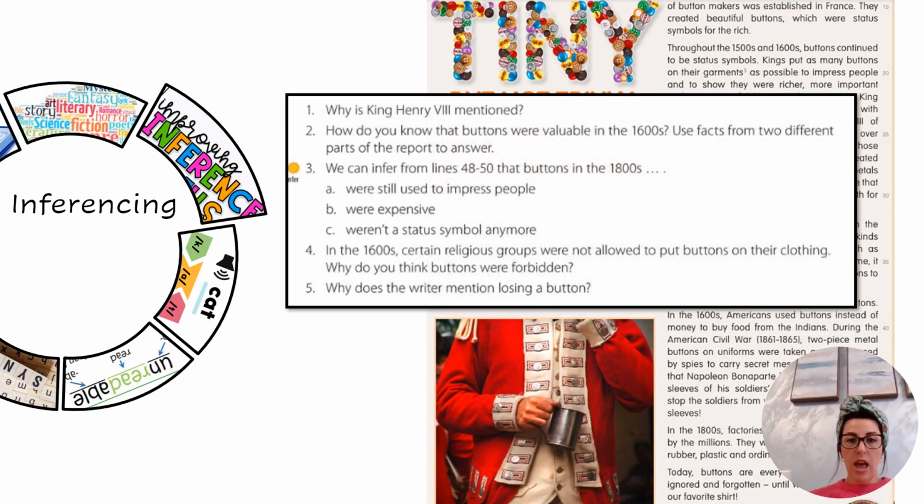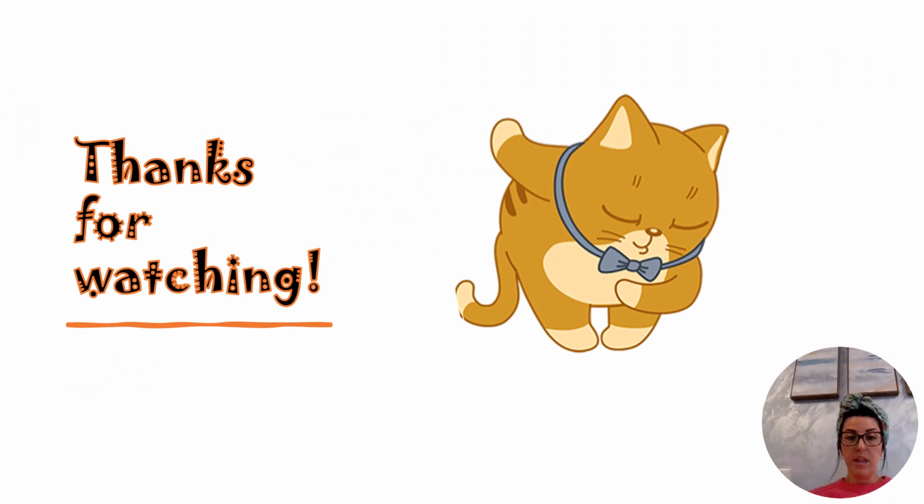So for example, I have here questions that I ask my students. Question number 3: we can infer from lines 48 to 50 that buttons in the 1800s A, were still used to impress people, B, were expensive, or C, were not a status symbol anymore. So my students, in order to understand, need to have a better understanding, a better meaning of the text. And I, by accident, clicked already.